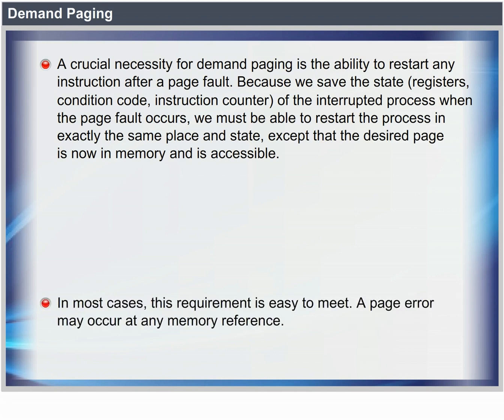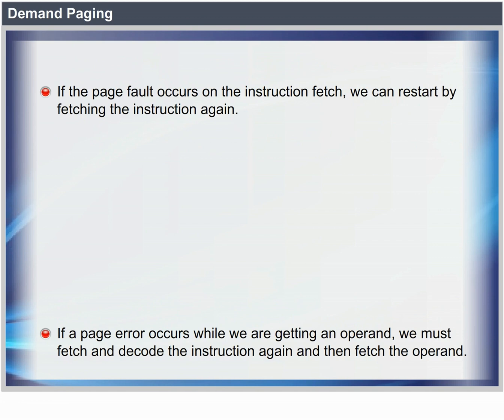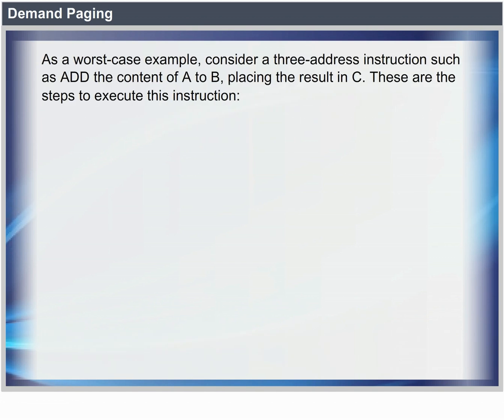In most cases, this requirement is easy to meet. A page fault may occur at any memory reference. If the page fault occurs on the instruction fetch, we can restart by fetching the instruction again. If a page fault occurs while we are fetching an operand, we must fetch and decode the instruction again and then fetch the operand. As a worst-case example, consider a 3-address instruction such as ADD the content of A to B, placing the result in C.